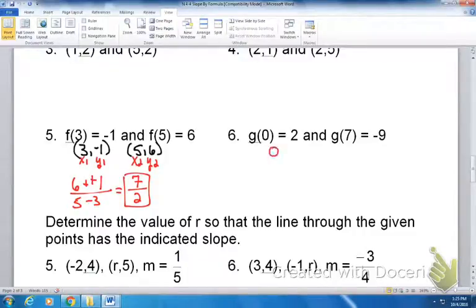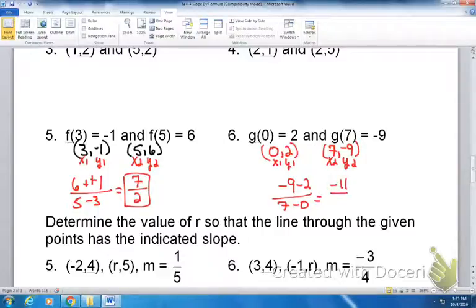G of 0 equals 2 means one of my points is 0, 2. G of 7 equals negative 9 means I have 7 and negative 9. Now I do my x1, y1, x2, y2. I get negative 9 minus 2 over 7 minus 0. Negative 9 minus 2 is negative 11. 7 minus 0 is 7.